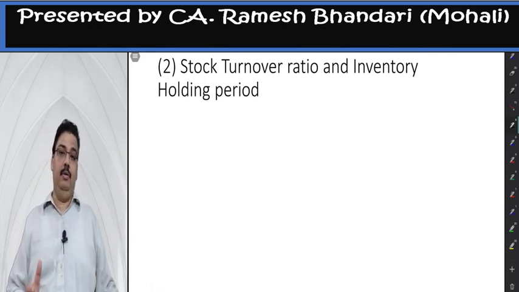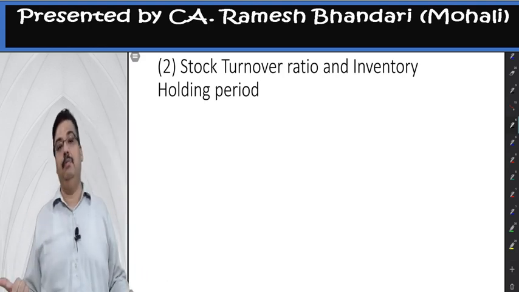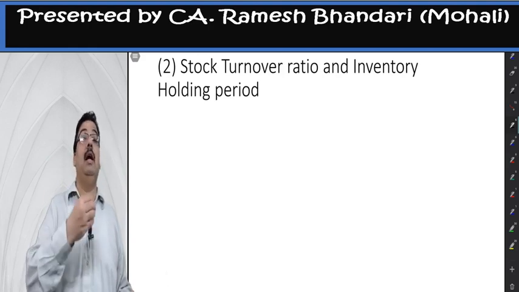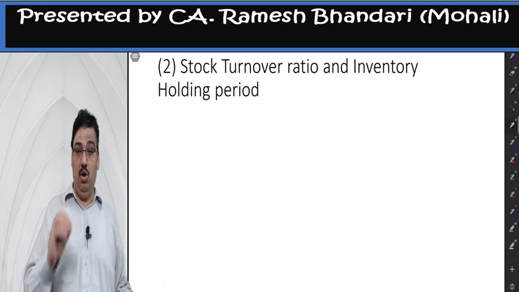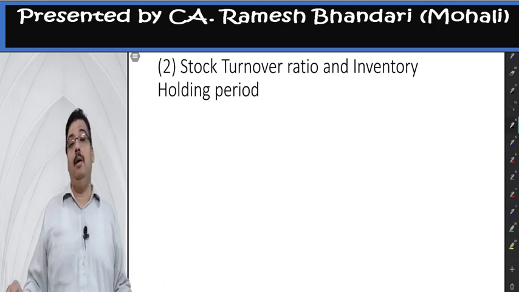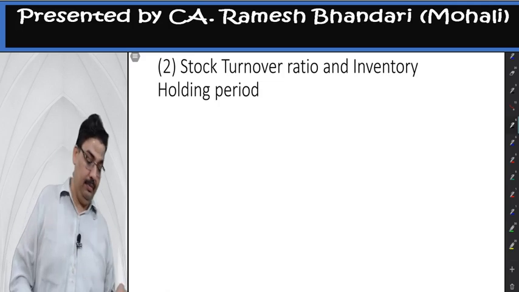You can check your debtor collection period and compare with your credit policy. If credit policy is 30 days and your debt collection period is 90 days, your debtor collection is not good at all. Your people are bad at collections. So you can get implications from there.